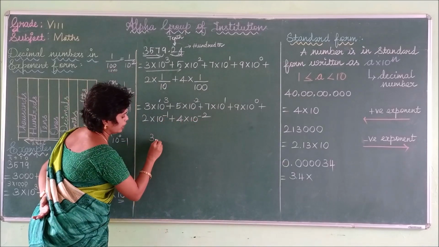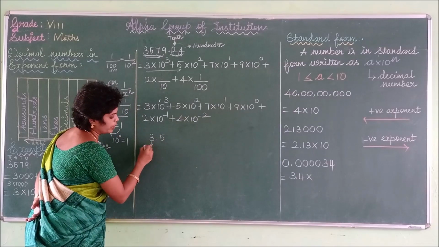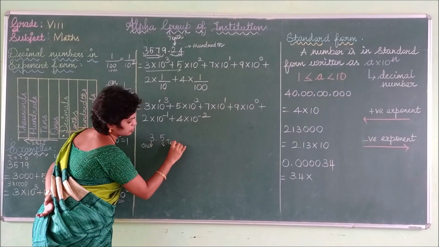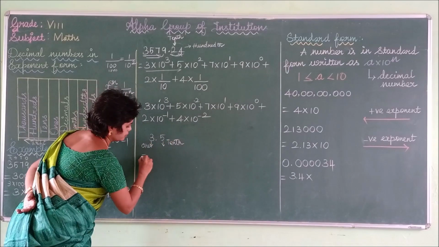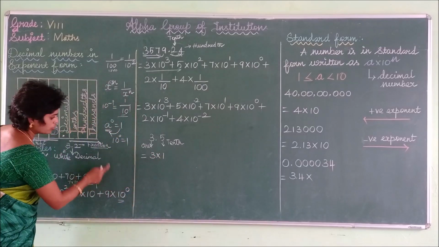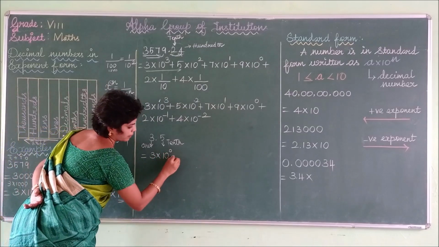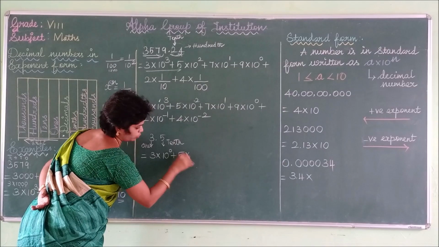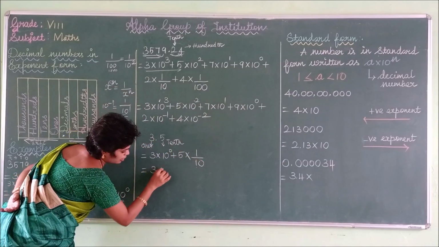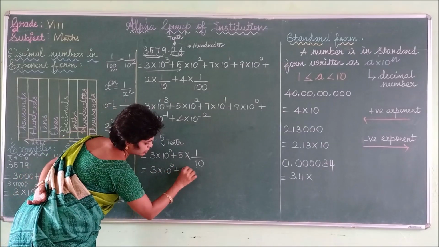For example, you can take this as an example. This is called ones. This is called tenths. So how will the value be? So 3 into 1. In the first step you have to write 1, so instead of that 1, I write 10 power 0, plus 5 into the tenth place, which means 1 by 10.